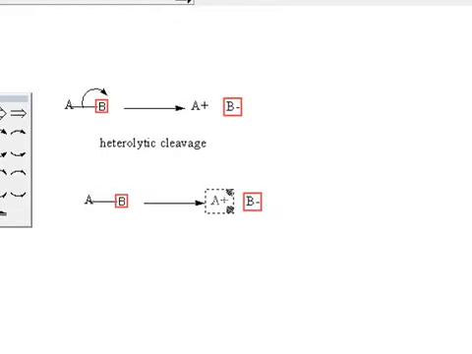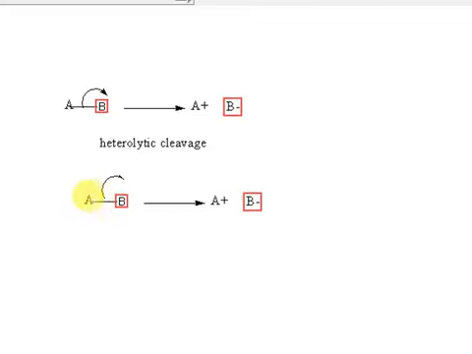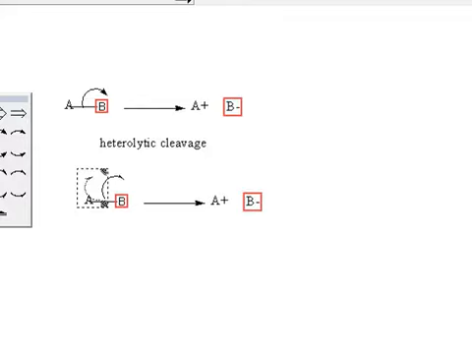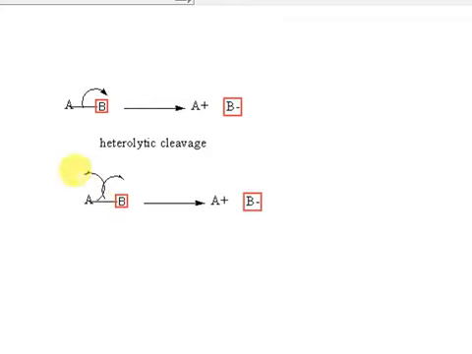So in that case, suppose that bond is being broken in such a way that both atoms get an equal number of electrons. So A is getting one electron and B is also getting one electron, right? So suppose... right, so the single electron is shown as a single dot.